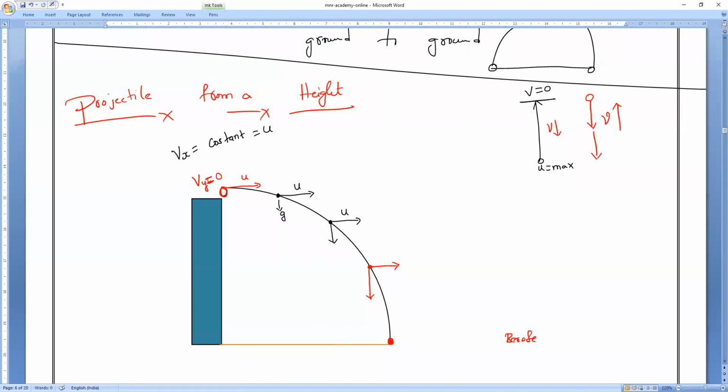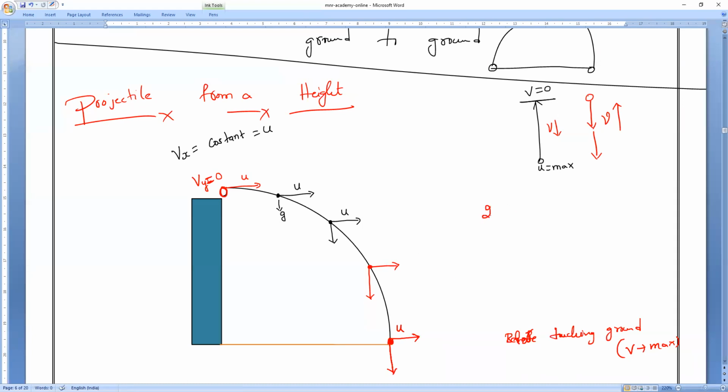Very, very important: before touching the ground, it has maximum velocity. And will that be acting downwards or upwards? It will be acting in the downward direction. And this time also, what is constant? The velocity in x direction is constant.